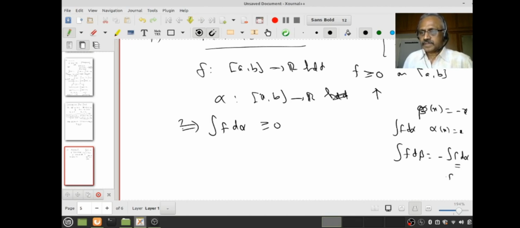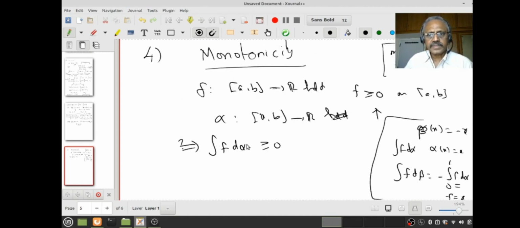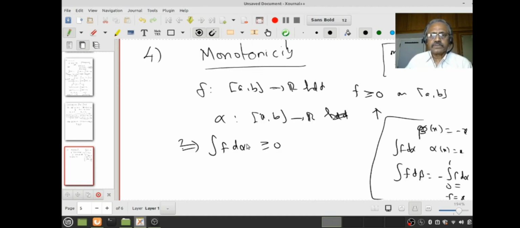Then what we already saw, d beta is nothing but minus d alpha. Therefore if f is, let us say, equal to x on [0, 1], this will be positive, whereas this will be negative. Are you following? Without the minus sign, this will be positive. Therefore the integral of f d beta will be negative. So I should not expect this to always be true. What I should expect is if alpha is an increasing function. Is that okay?